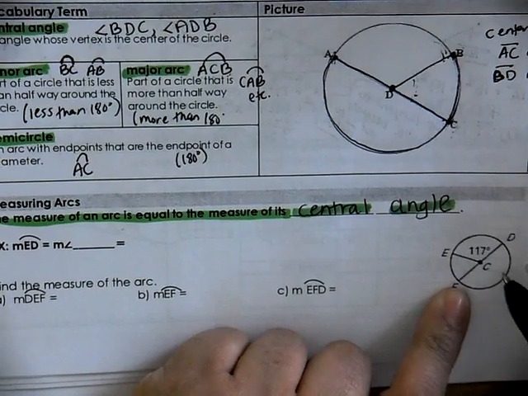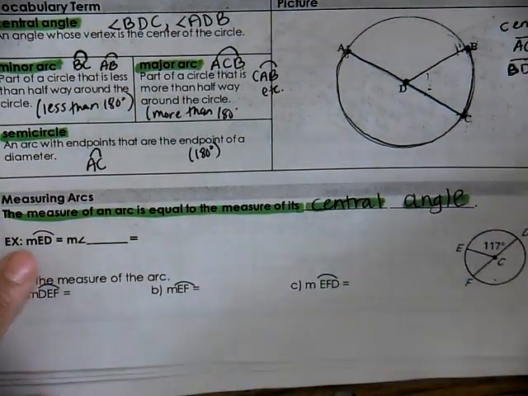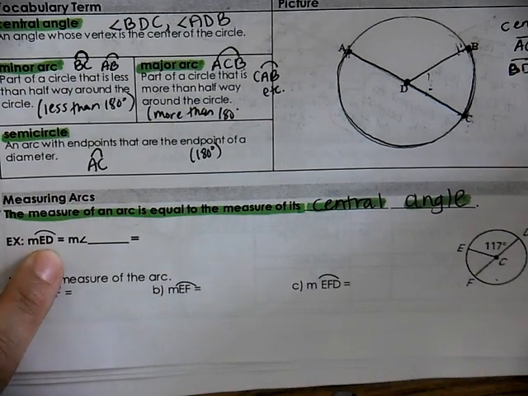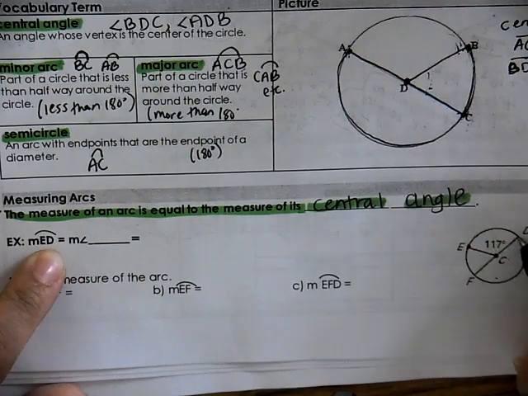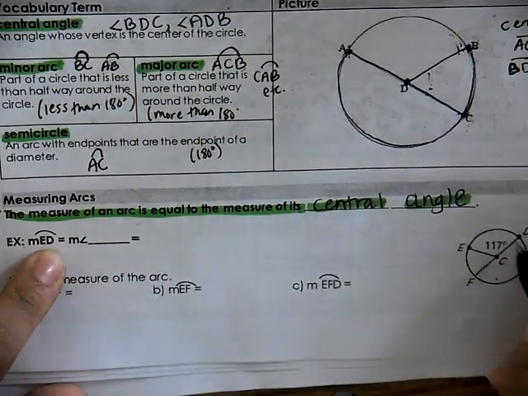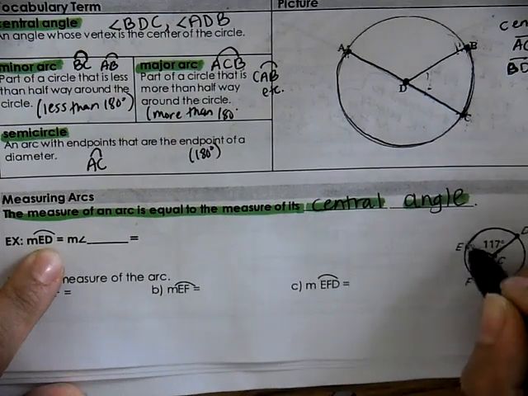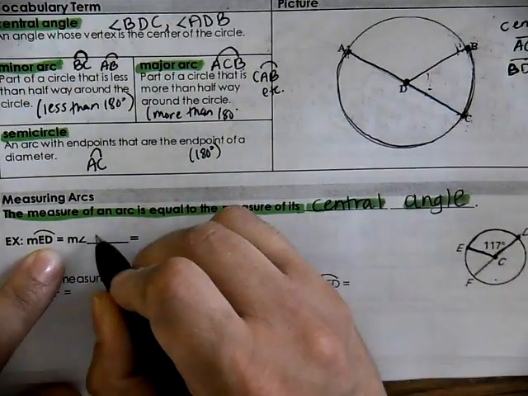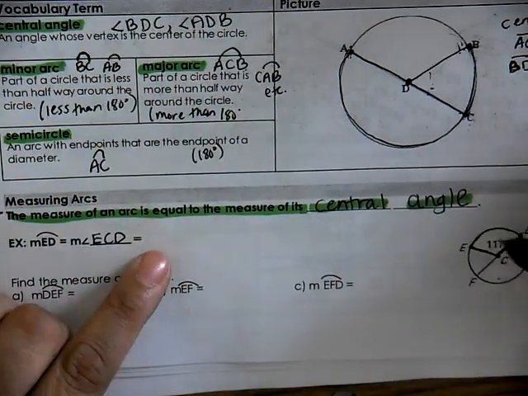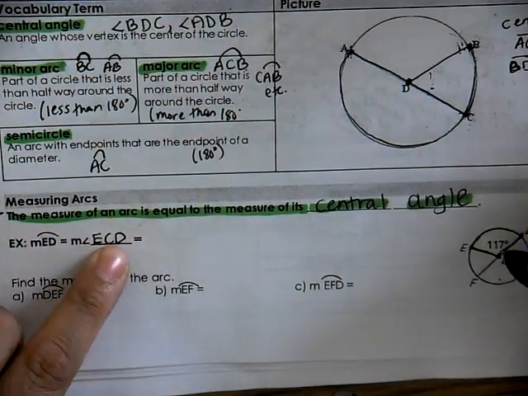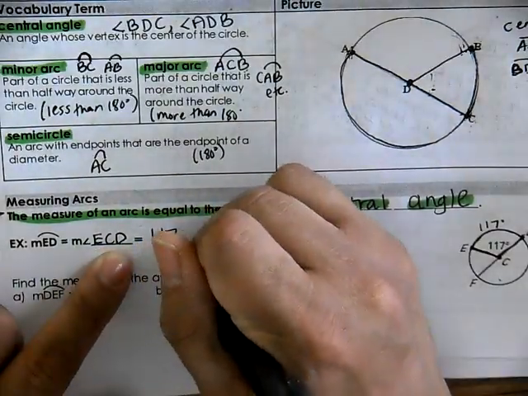So if you look at this diagram coming up here, we're about to find the different angle measures. It shows me here that the measure of arc ED, this is E to D, would have to equal the same as this angle that opens up to arc ED. So that could be angle ECD, which we know in this diagram is 117 degrees, so this would have to be 117 degrees as well.